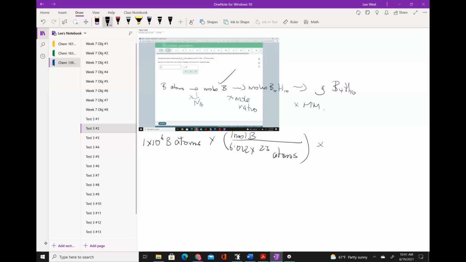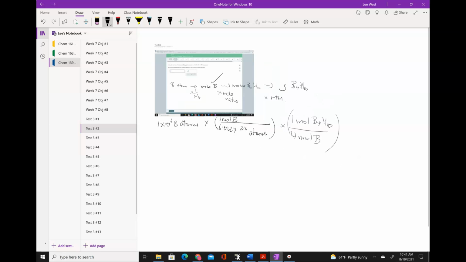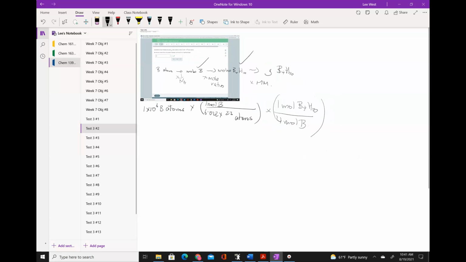Now I'm going to use my mole ratio. I get 1 mole of B4H10 for every 4 moles of boron. And I'm just getting those numbers from the formula. So that gets me to there. And then finally, I'm going to need my molar mass, right? So I want to go into grams of B4H10 that are in 1 mole. And again, I should put the whole thing just to make it really clear, B4H10, like that.